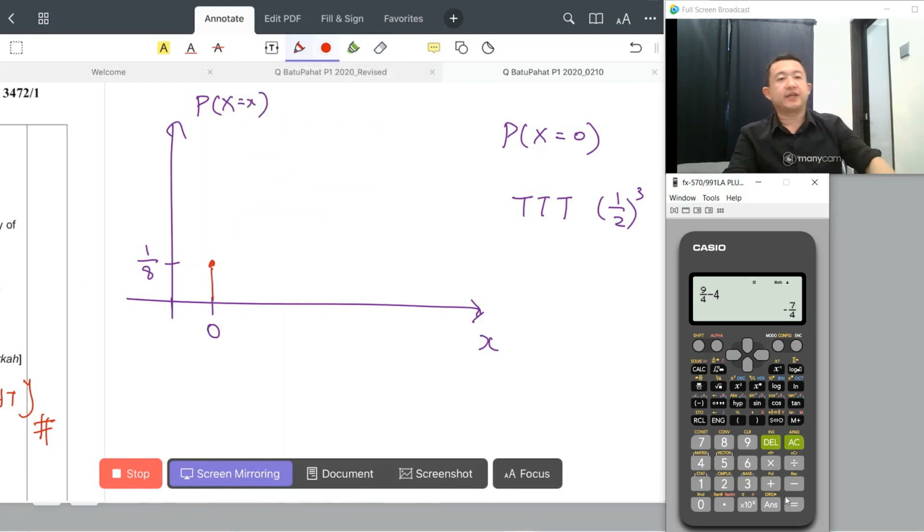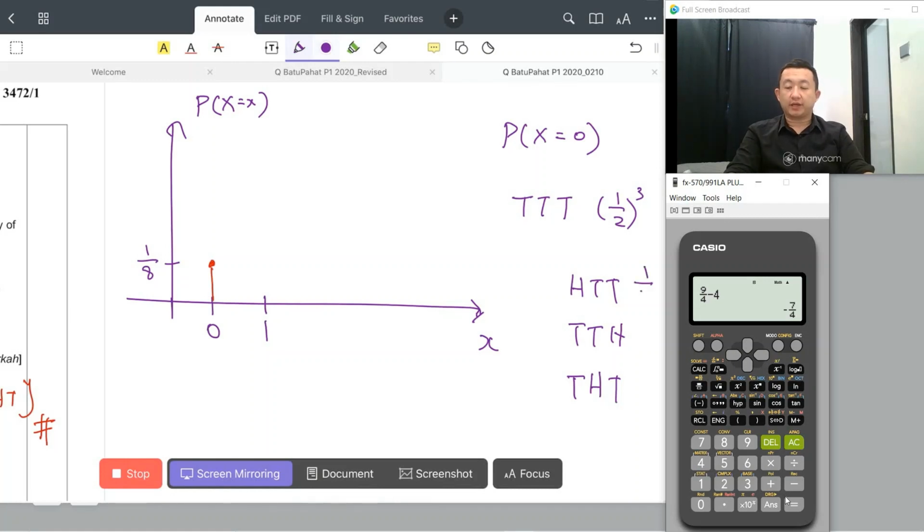Okay, for 0 hits, the chance is 1 over 8. How about 1 hit? 1 hit could be H, T, T, or T, H, T, or T, T, H. 3 different scenarios. One scenario, how many? 1 over 2 multiplied by 1 over 2 multiplied by 1 over 2. You know this is 1 over 8. This is also 1 over 8, this is also 1 over 8. So the chance is 3 over 8.